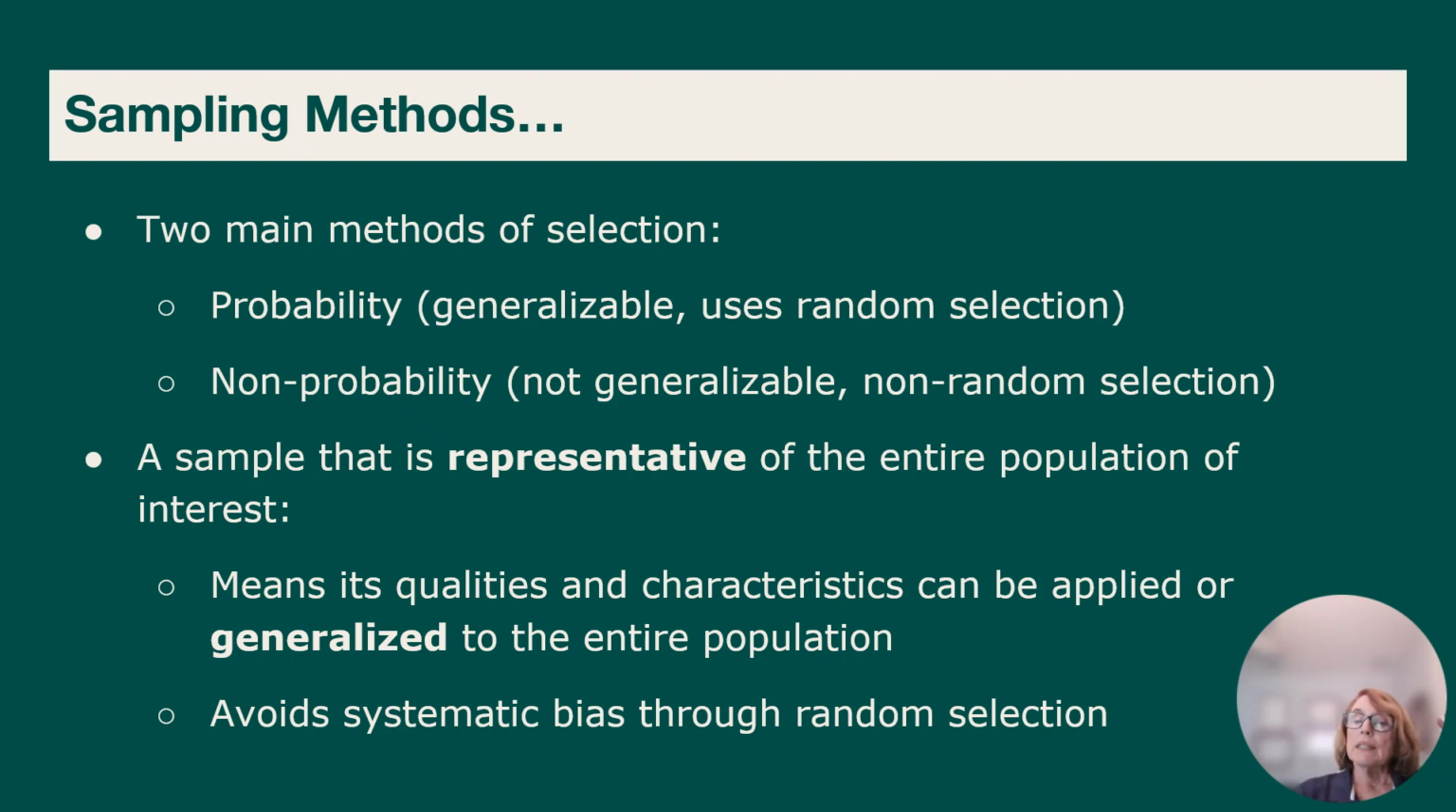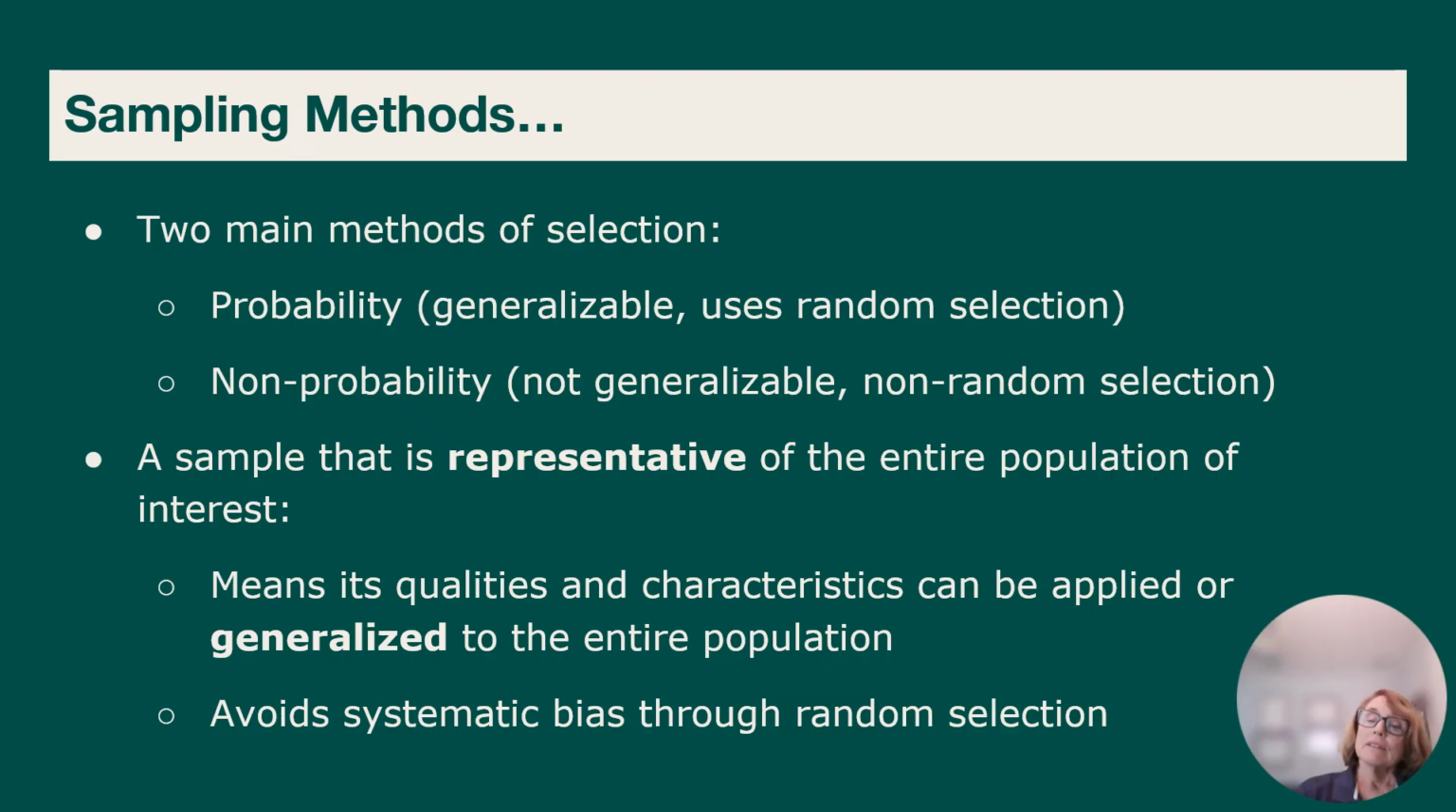You would need to have every element or every person in that population with an equal non-zero chance of being chosen, and they need to be randomly chosen. For instance, you would need to assign a number to each member and then pull a number from a hat. That's an example of random selection.